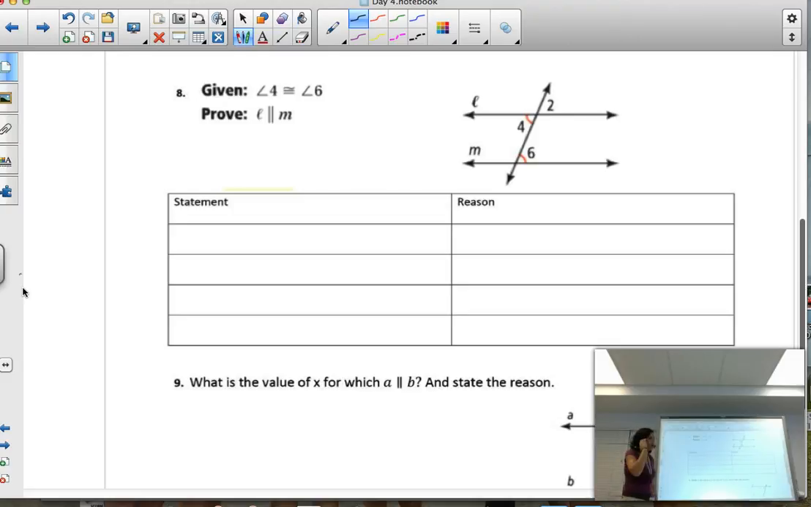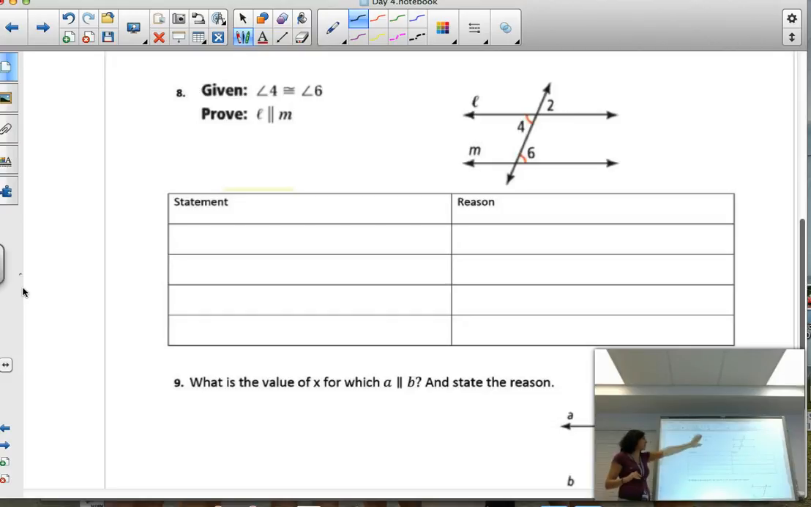Okay. So this is proving alternate interior angles converse. That's what this is proving. So we can't use alternate interior angles as one of our reasons. I just want to tell you that in advance, so nobody shout that out.